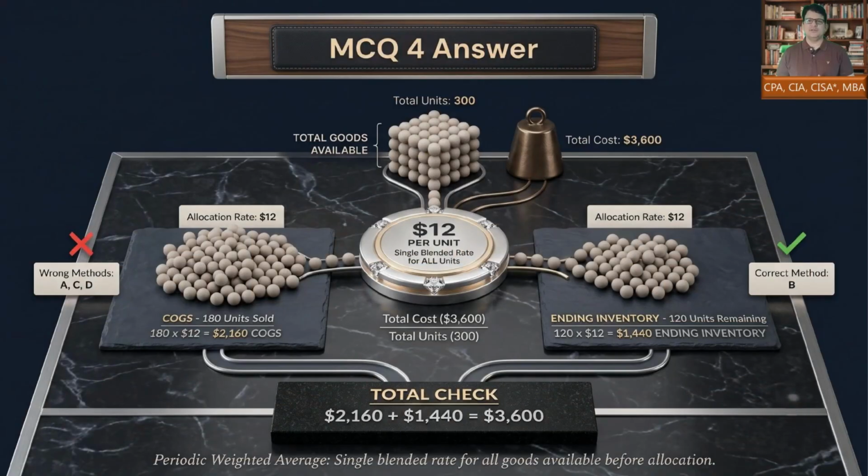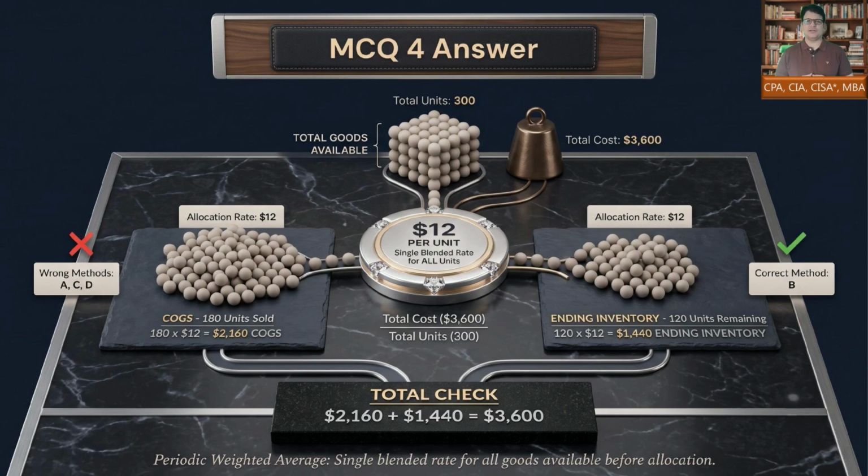Total cost is $3,600 made up of 100 units at $10 and 200 units at $13. Total units are 300, so the weighted average cost is $12 per unit. COGS is 180 units multiplied by $12, which equals $2,160. Ending inventory is 120 units multiplied by $12, which equals $1,440. A is wrong because it splits the total cost equally without using sold and ending units.